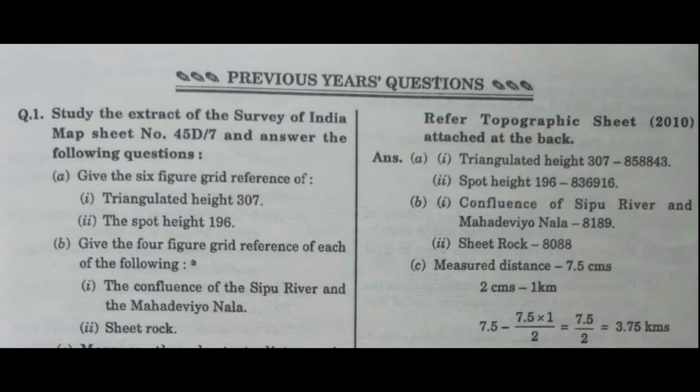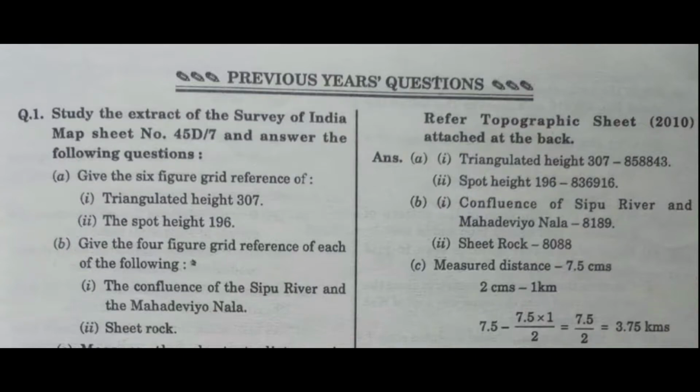Now we will work out some previous question papers. What is the question given? Study the extract of the Survey of India map sheet number 45D/7 and answer the following question. First question, give the 6-figure grid reference of triangulated height 307. Okay, first we will find that triangulated height of 307.